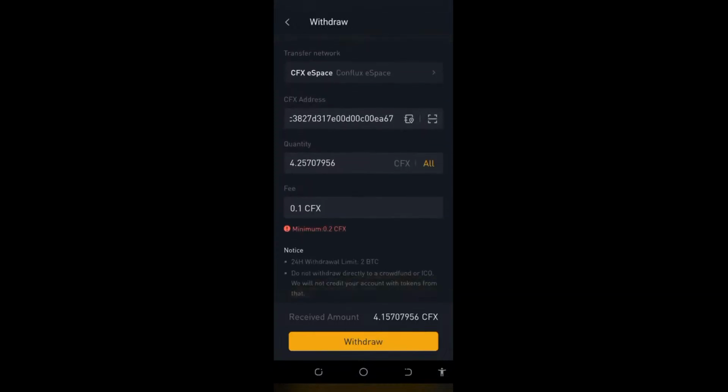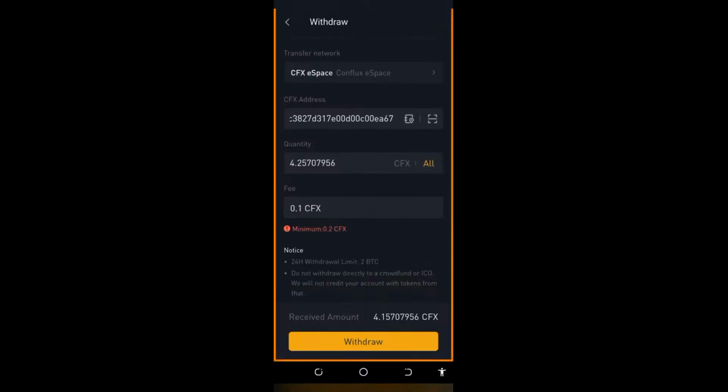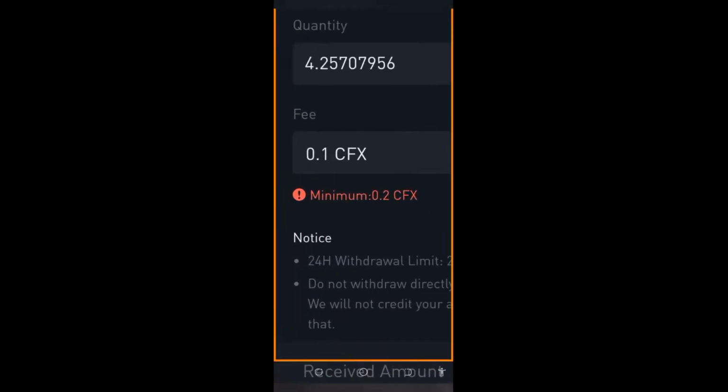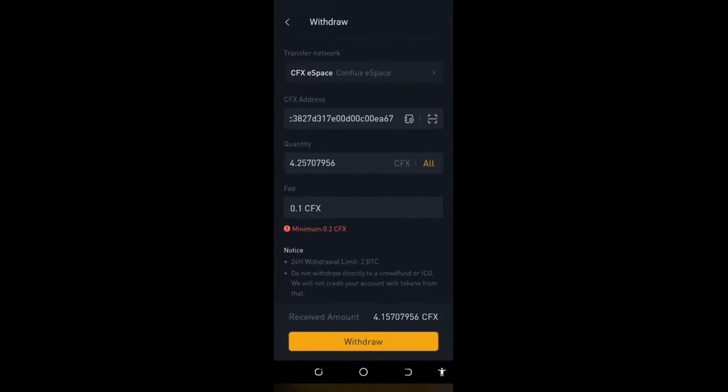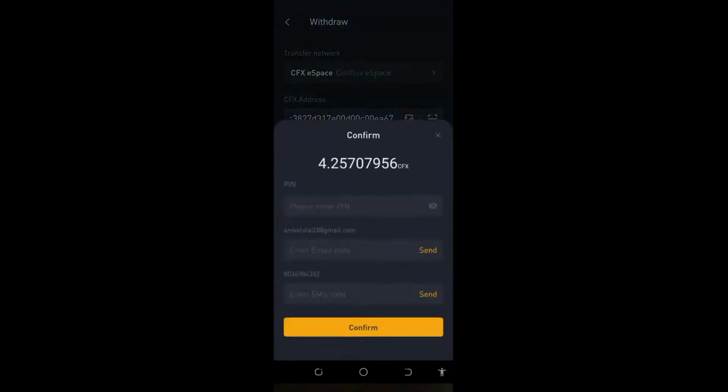What do we get? 4.15. Good. And I knew we were going to lose some money, but that's fine. The fee is 0.1 CFX. Okay, great, no problem, as long as I get my money out. I mean, all we were doing was risking $1, right? So let's go ahead. What did it say? Okay. So I'm just going to put in all my details and I'll see you on the other side.